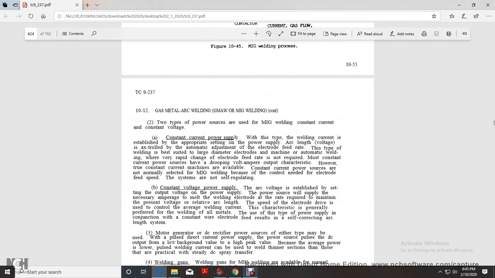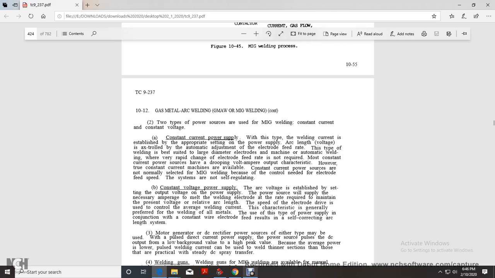There are two types of power source used with MIG welding, the constant current and the constant voltage. With a constant current power supply, the welding current is established by the appropriate setting of the power supply, and the arc length or voltage is controlled by automatic adjustment of the electrode feed rate. This type of welding is best suited to large diameter electrodes and machines. In automatic welding, the very rapid change of electrode feed rate requires a power source that has a dropping voltage-ampere output characteristic. However, true constant current power machines are available. Constant current power sources are not normally selected for MIG welding because of the need to control the electrode feed speed, and the systems are not self-regulating.